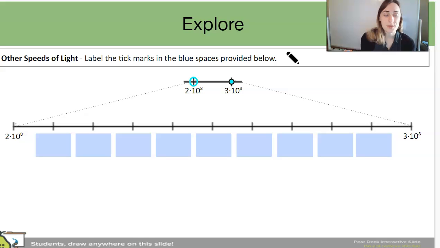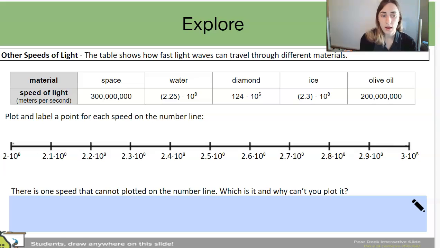Now that you've had some time to fill in your number line, we're going to finish off our Explore section on slide D. We're still thinking about this idea of other speeds of light, and the table shows how fast light waves can travel through different materials. So you can see we have the speed through space, water, diamond, ice, and olive oil. You're going to plot and label a point for each speed on the number line. So you're going to use those benchmarks on the tick marks to decide where each speed belongs.